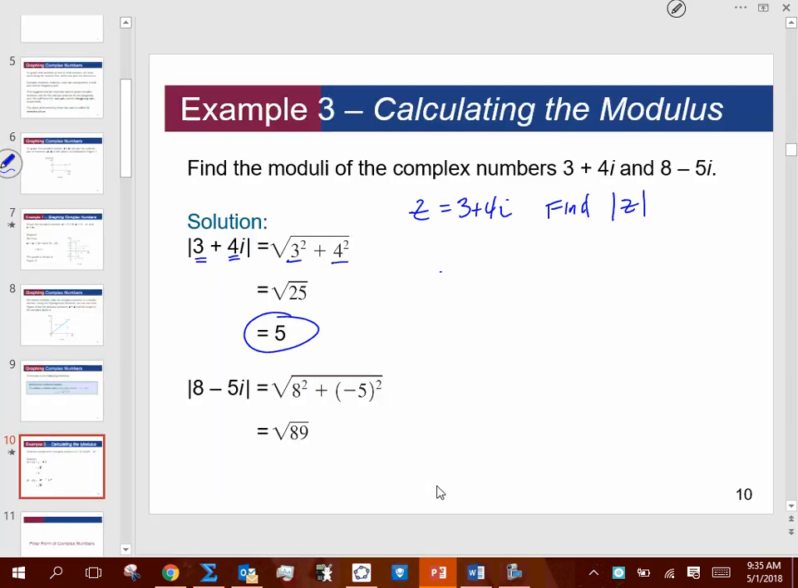Do the same thing here with this one. 8 minus 5i. Square the 8, 64. Square the 5, 25. Add those, you get 89. 89 is prime, so the square root of 89. And that would be the modulus of that complex number. Is it okay? It's pretty easy so far.